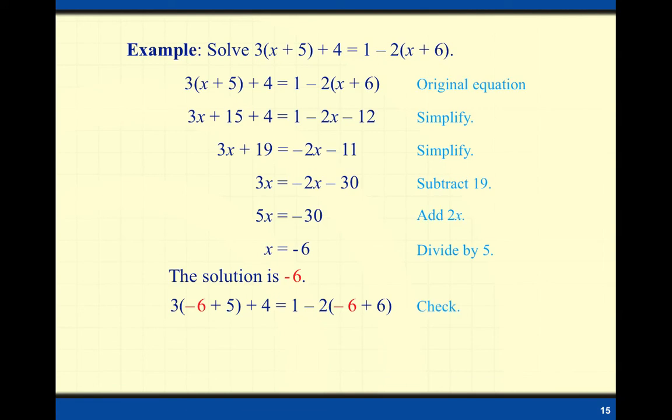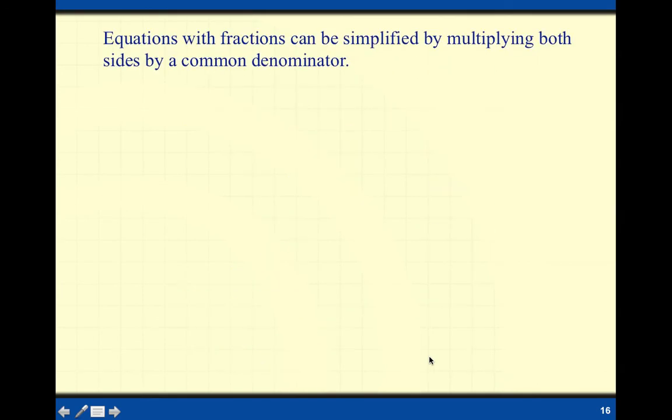To check, palitan natin yung x dito ng negative 6. So, we have 3, negative 1. Bakit negative 1? Kasi negative 6 plus 5 is negative 1. Dito naman 0. Okay? Next, 3 times negative 1 is negative 3. Then, negative 2 times 0 is 0. So, huwag din na natin isulat yun. Negative 3 plus 4 is positive 1, is equal to 1. Is that true? Correct. So, therefore, our solution is correct.